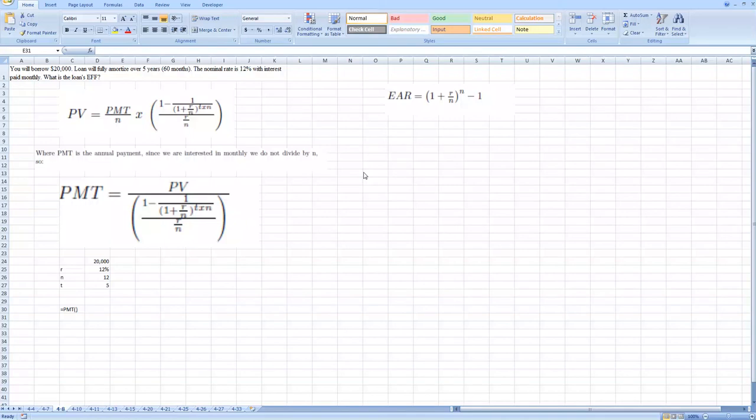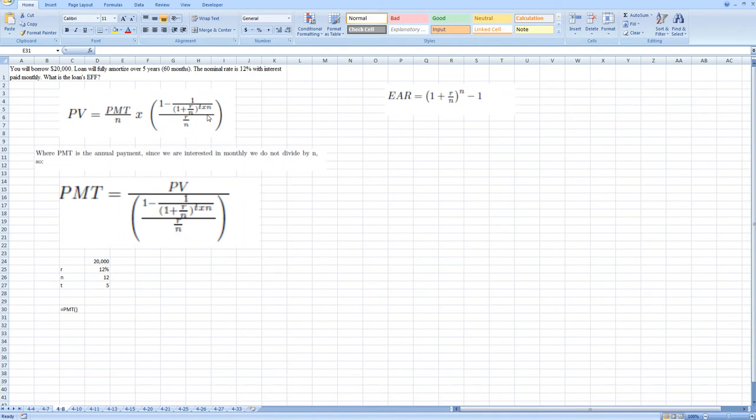You want to buy a car and a local bank will lend you $20,000. The loan will be fully amortized over 5 years, 60 months, and the nominal interest rate will be 12% with interest paid monthly. You should assume that this also means it's compounded monthly. What is the monthly loan payment and what is the loan's effective rate?